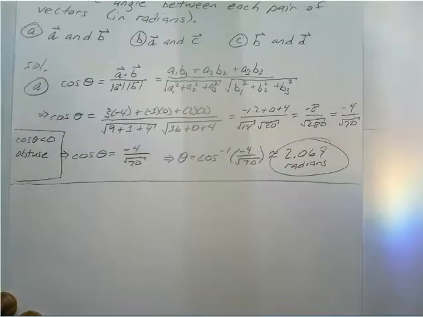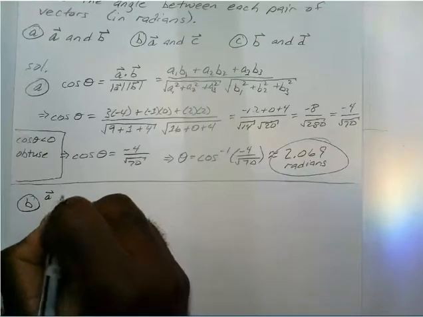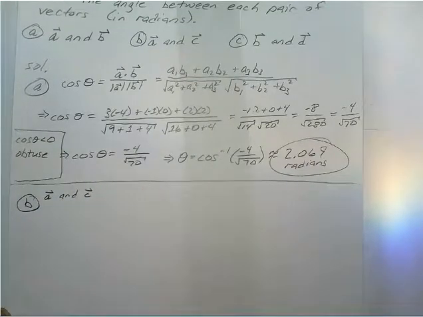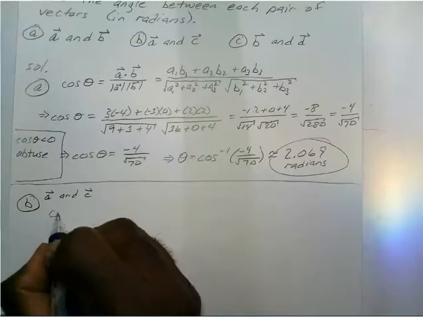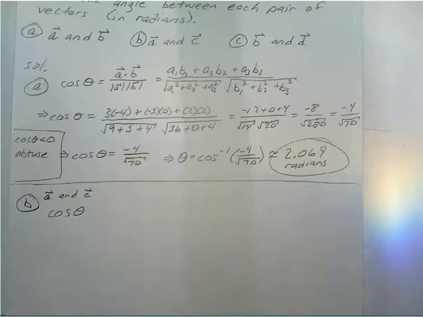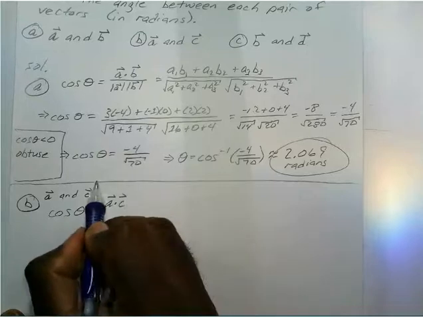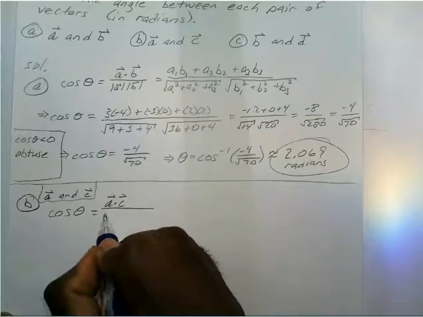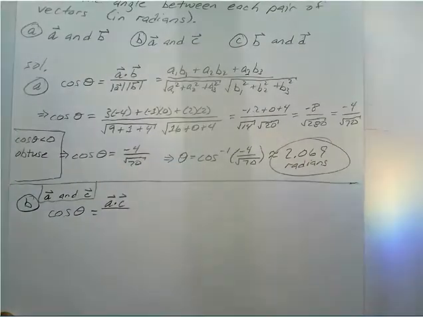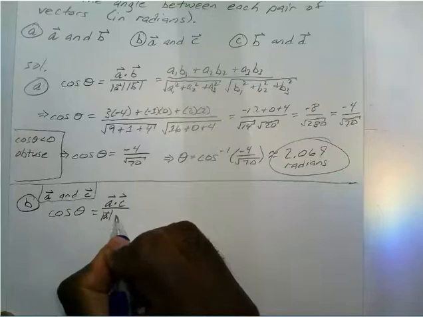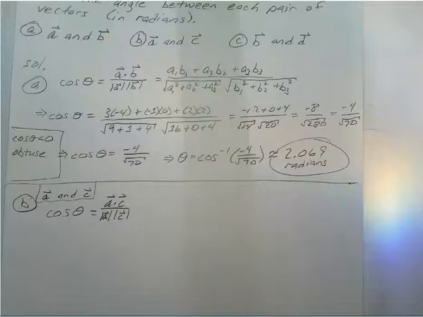And separate that a little bit. Okay, so for problem B, we have vector A and C. Okay, so we know that cosine of theta is going to equal the dot product of vector A and C, divided by the magnitude of the A vector times the magnitude of the C vector.